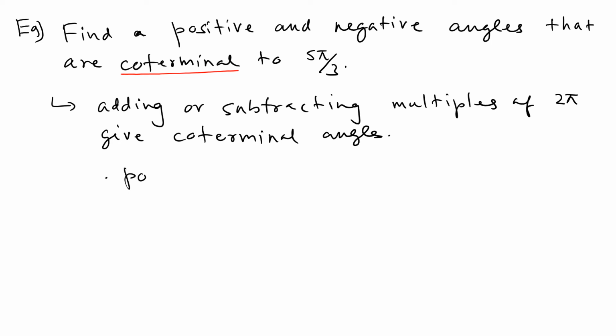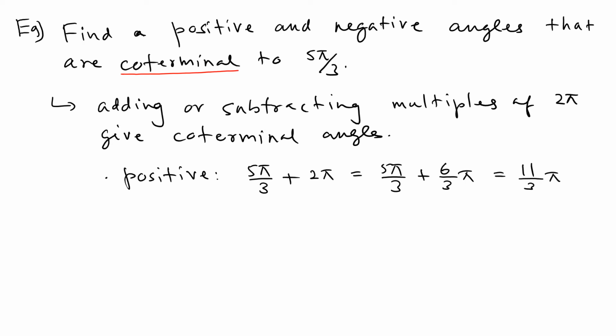For the positive one, it is 5 pi over 3 plus 2 pi. Then you can simplify this. So it is 5 pi over 3 plus, taking the common denominator, 6 over 3 pi. That means it's going to be 11 over 3 pi. So that angle is coterminal to 5 pi over 3. Let's look at a negative angle.